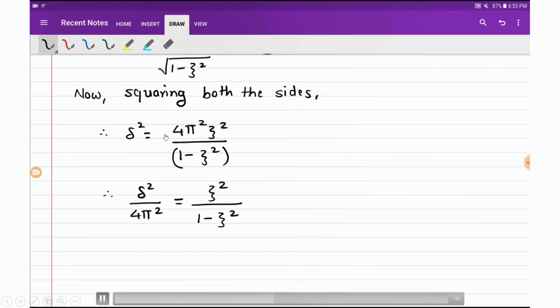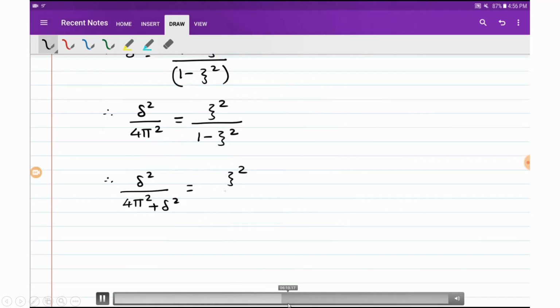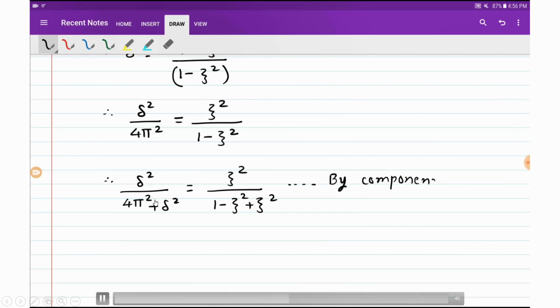So transfer this 4 pi square term on this side. So it is zeta square divided by 1 minus zeta square. Now delta square divided by 4 pi square plus delta square is equal to zeta square divided by 1 minus zeta square plus zeta square. So what we have done on the left hand side as well as on the right hand side, we have added the numerator in the denominator.